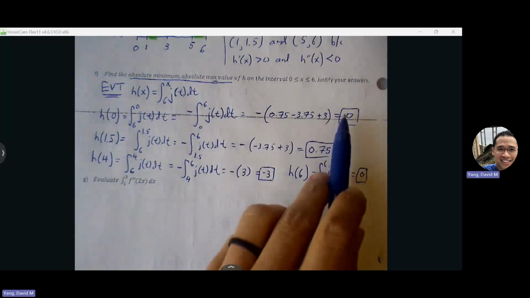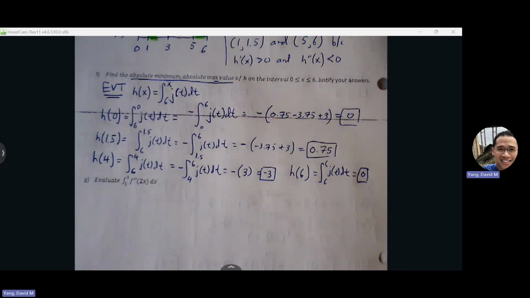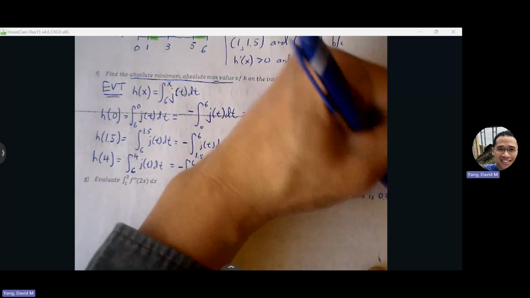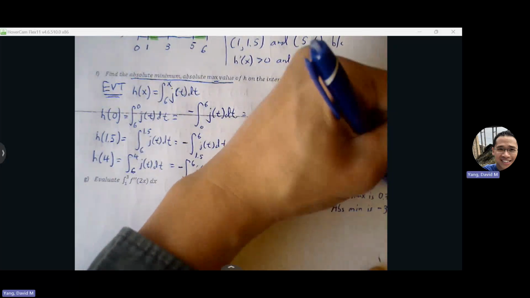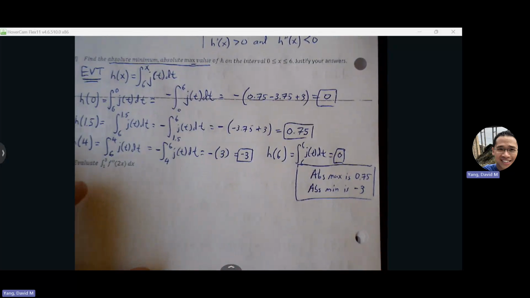So my candidates, we're just looking at these values to pick out the highest. Highest will be your max, lowest will be your min. So we can say absolute max is 0.75. Absolute min is -3. Okay, I only want the y values. Don't give me ordered pairs. Don't give me the x value.